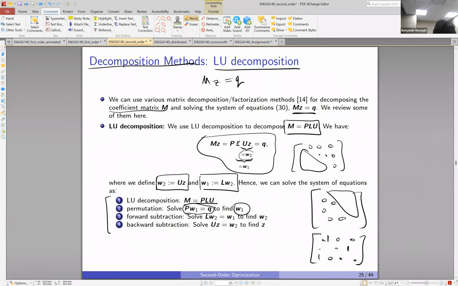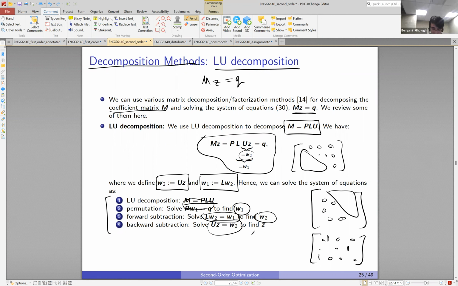Then when I have W1, I solve LW2 equals W1 to find W2. Then when I find W2, I put it here, so I solve this to find Z. I wanted Z, do you remember? Z was either delta X or delta X and nu.